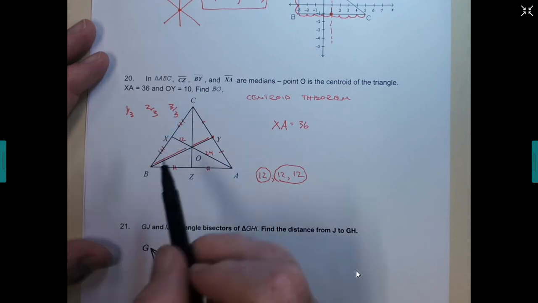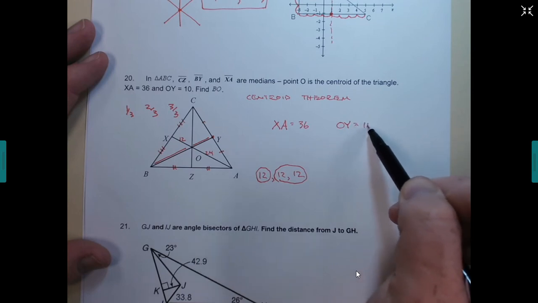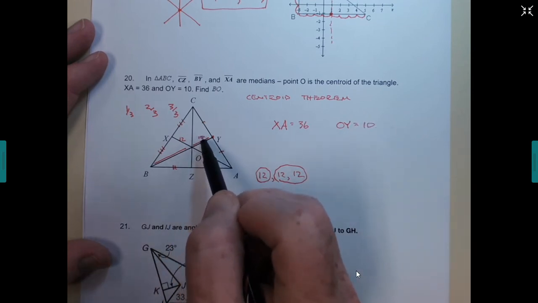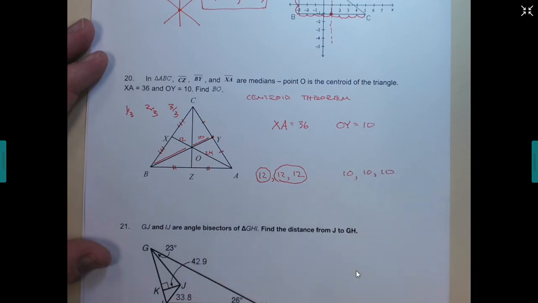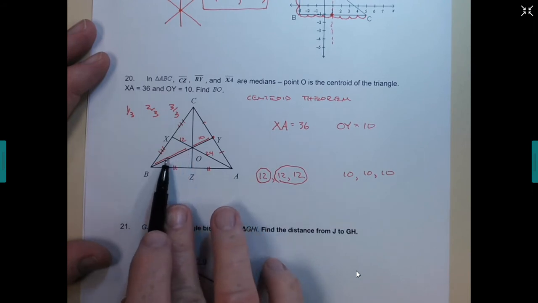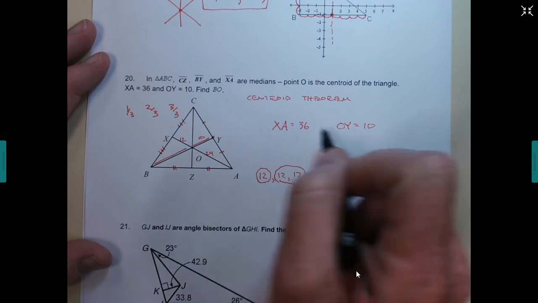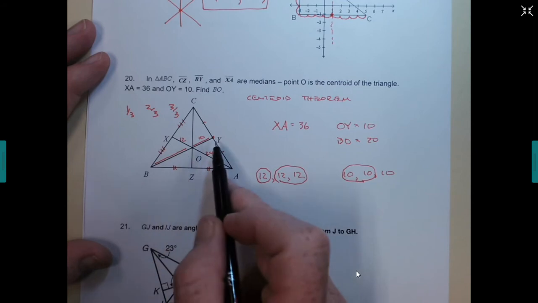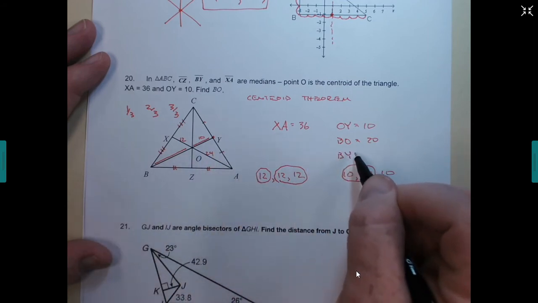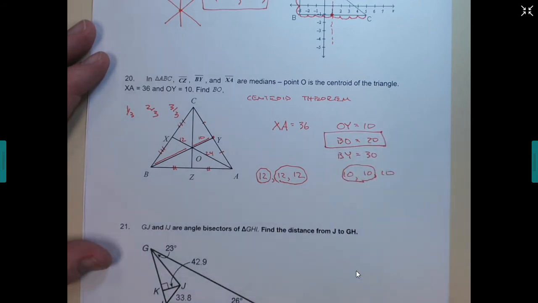They said that OY is 10. OY, that's 10. Well, that's the smallest piece. That's 1 of the thirds. That means each third is 10. That means the longer piece will be 2 of those thirds. That's actually what they're asking us to find is BO, which would be 20, and BY, the whole thing, which would be all 3/3, would be 30. But here's the answer they're looking for. Just be aware, on a quiz and test, I'd ask you to find them all.